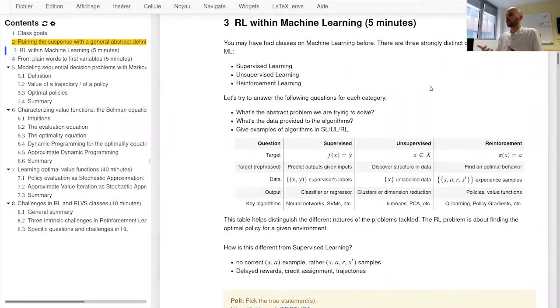The output of a reinforcement learning algorithm is generally a policy, and we'll introduce another notion, which is called a value function, a bit later on. And key algorithms that you will discover, at least throughout RLVS, but I hope we'll discover more than those, are, for example, Q-learning or policy gradients. So this table really helps distinguish the different natures of the problems tackled, which are very different in nature. The reinforcement learning problem itself is about finding the optimal policy for a given environment.